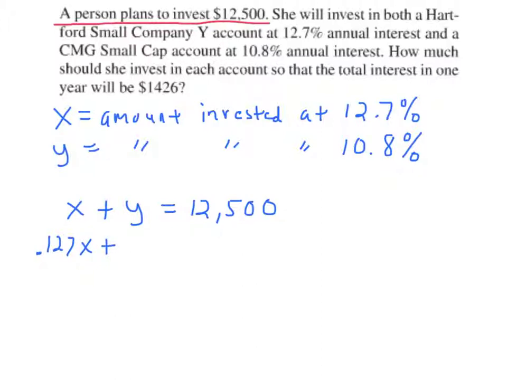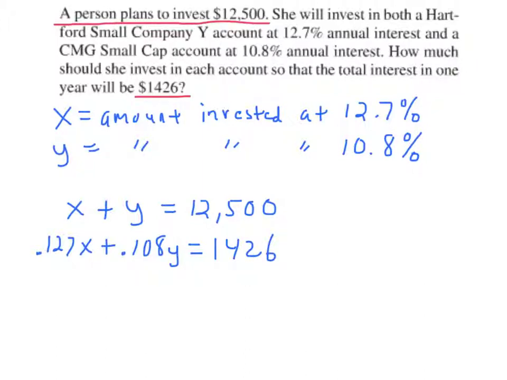And then we'll do the same for the Y. Y is the amount of money invested, and 0.108 would be the interest. So we'll multiply the two. So 0.108 times Y. And that second part here represents the amount of interest from the second account. And this first term is the amount of interest for the first account. If you add them together, it should add up to the total interest, which is given in this problem to be $1,426.